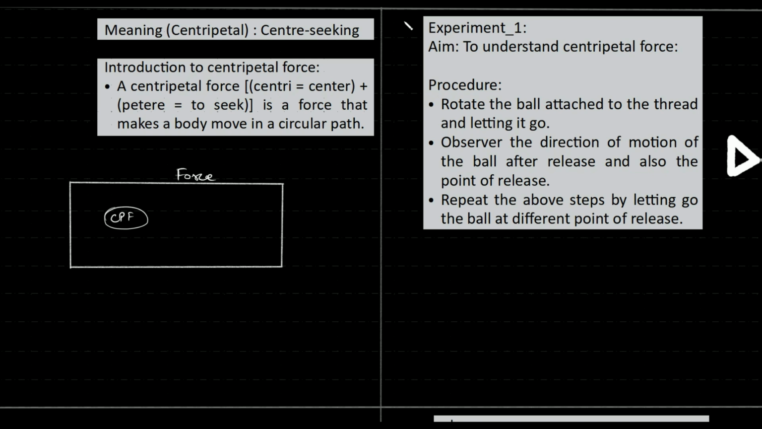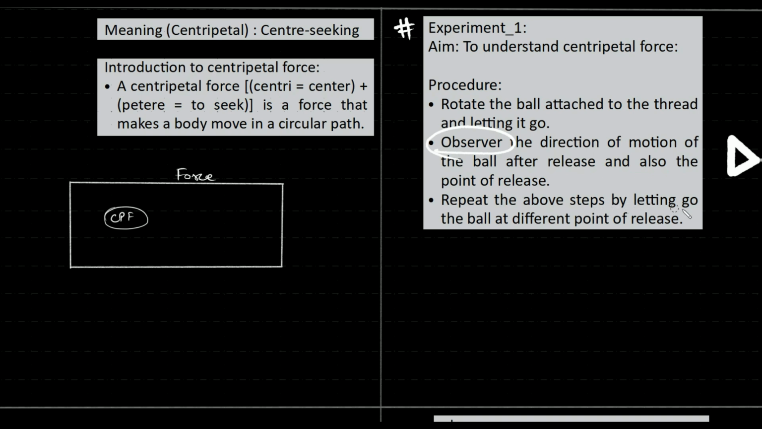Okay. So now we have an experiment. The main aim is to understand your centripetal force. The procedure is quite simple. We rotate a ball attached to a thread and let it go. So basically you attach a bob or a ball, you turn it around and let it go. So what is that we need to observe? The direction of motion of the ball after the release and also the point of the release. Right? You will understand this as when you see the video.